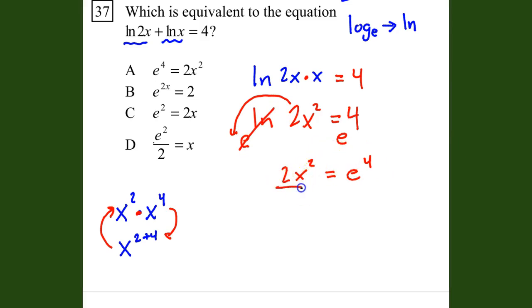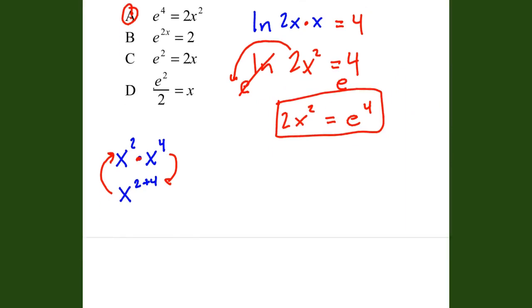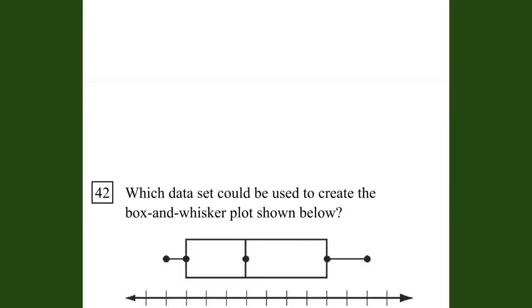So if we divide both sides by 2, we'll have, well, actually now I can see the answer. I guess we just need to stop right there. So the first answer right here, A, is actually that, 2x squared equals e to the 4th. So we don't have to go through and solve for x. There we go. All right, let's go ahead and go to 38.